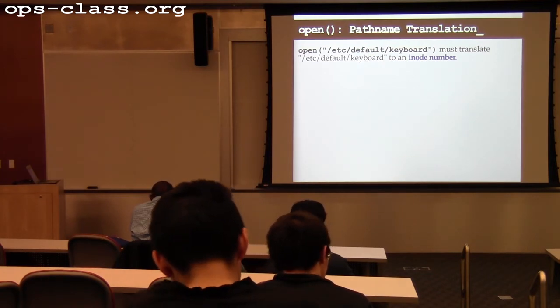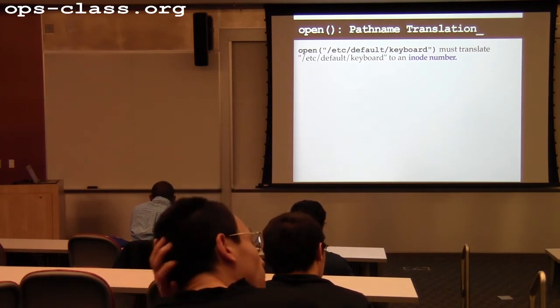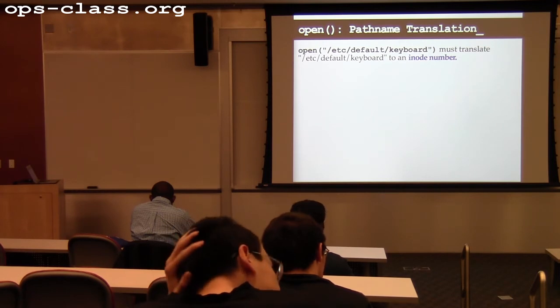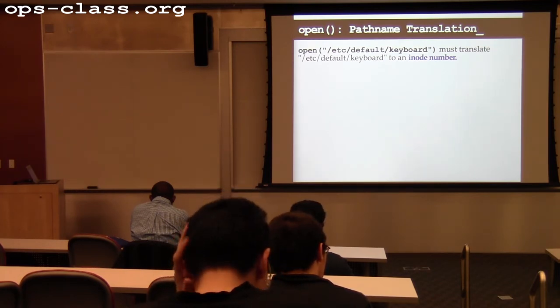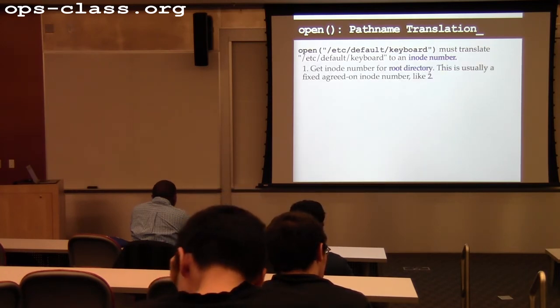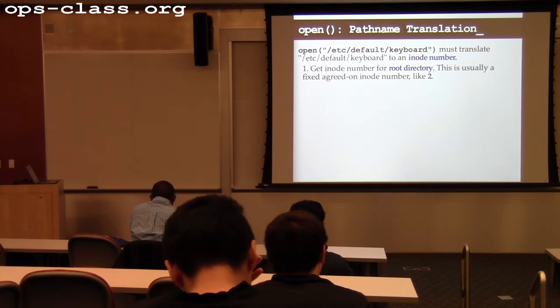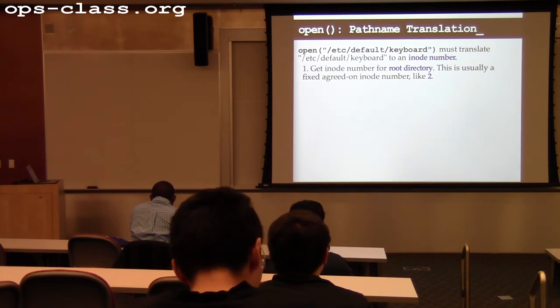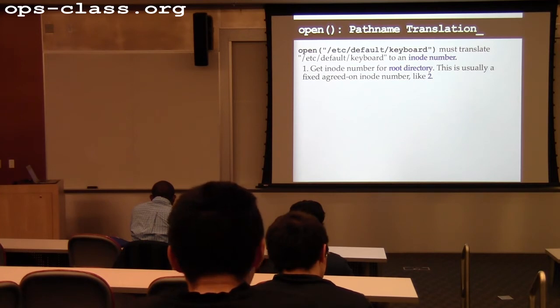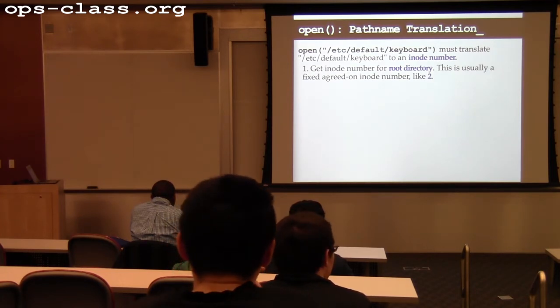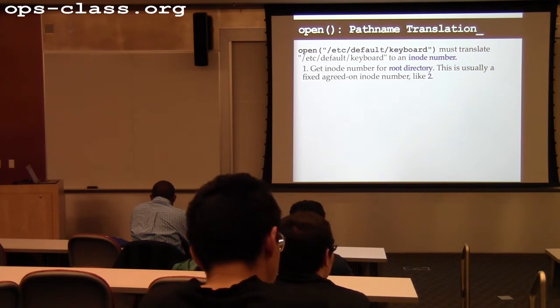So the file system, I actually think maybe it might be even in the superblock, will know this is the root inode. And by convention, I think on ext4, it's 2. So we start with 2. This is our agreed-on number. Okay, now what do I do? Directories contain information about how to map relative paths to inode numbers. So what's the next step here?